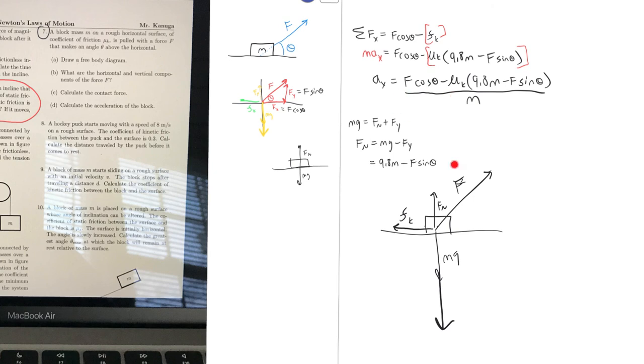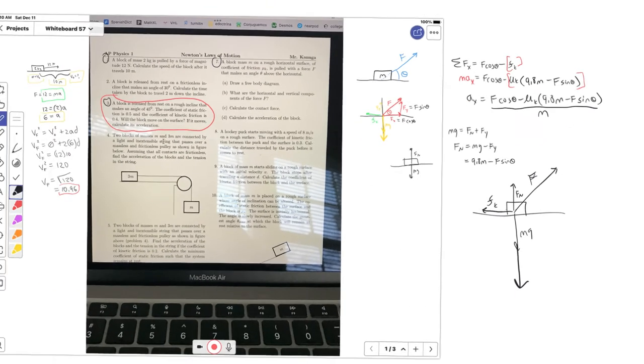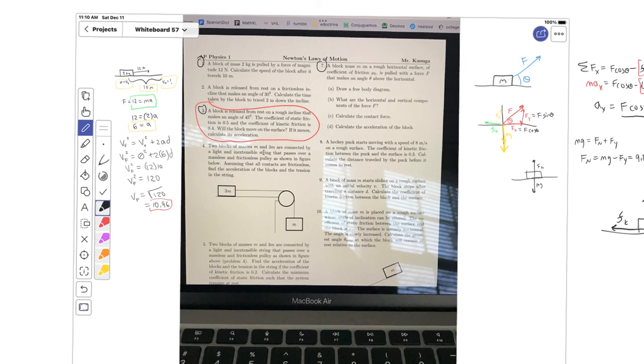I would definitely review this one with your teacher. Just get clear on exactly how your teacher wants this one to be answered. Everything I did is sound, but that doesn't necessarily mean that it's exactly what the teacher wants. As far as the rest of these, though, this one was straightforward. That one was straightforward. That's very straightforward too. Let's see.